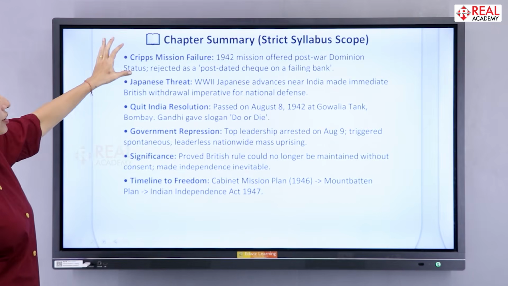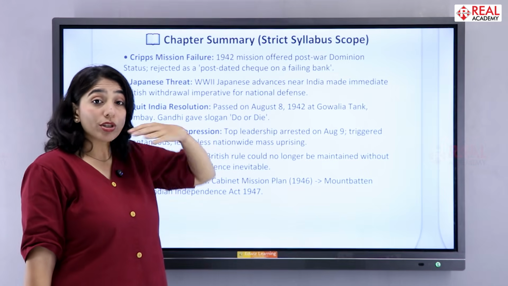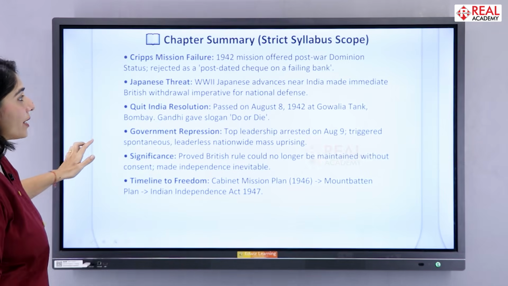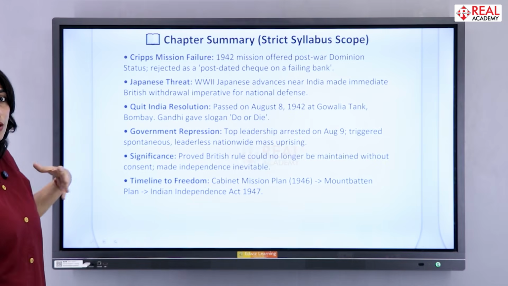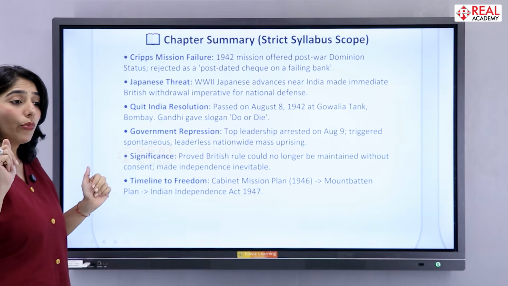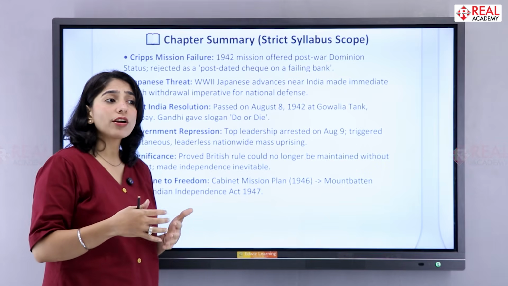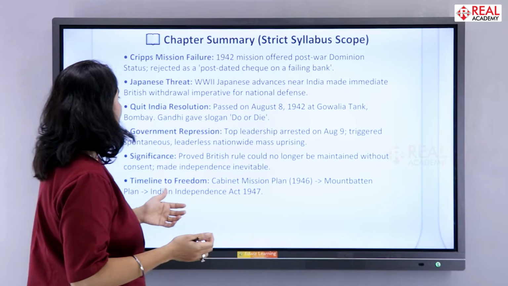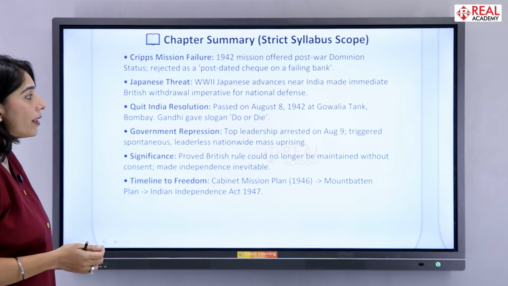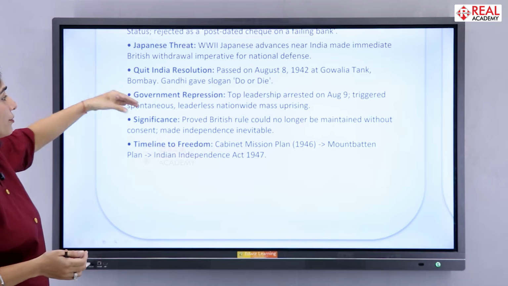So for this, you have the Cripps Mission failure. You do not have what the Cripps Mission was. You only have the failure of the Cripps Mission here. Then how Japan was a threat after World War II, and why India came up with the tag of Quit India. Why did all of a sudden Indians want the British to leave us? So the Quit India resolution was passed on August 8, 1942. That is where we came up with the slogan of do or die.